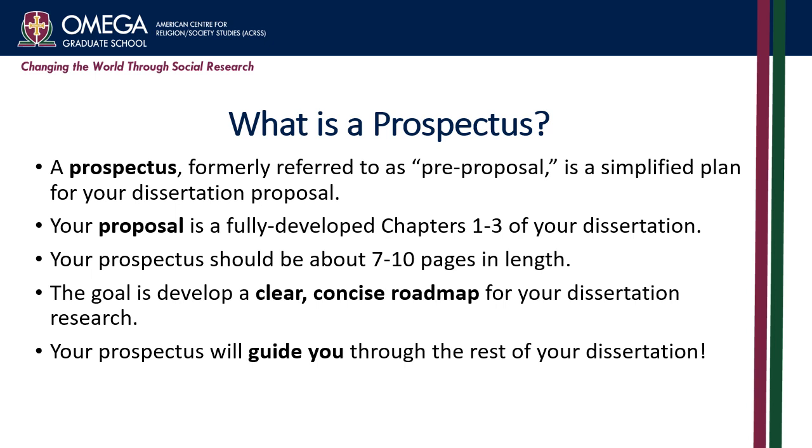comes before your proposal. Your proposal is a fully developed chapters 1 through 3 of your dissertation. So the first 3 of 5 chapters of your dissertation. Your prospectus should be about 7 to 10 pages in length, and you will eventually flesh out those 7 to 10 pages and develop them into chapters 1 through 3 as you work towards developing a full proposal.